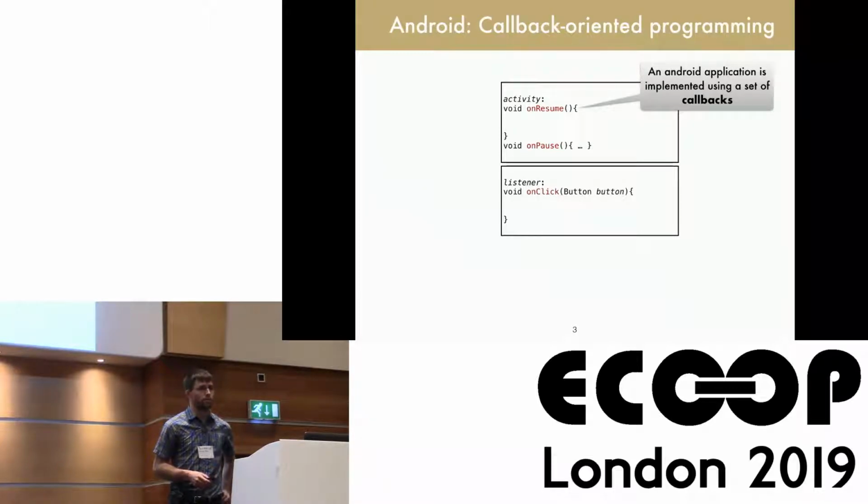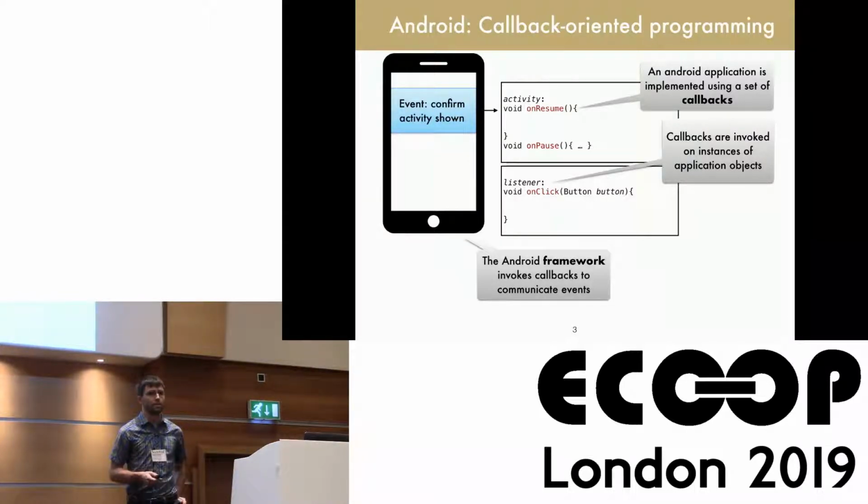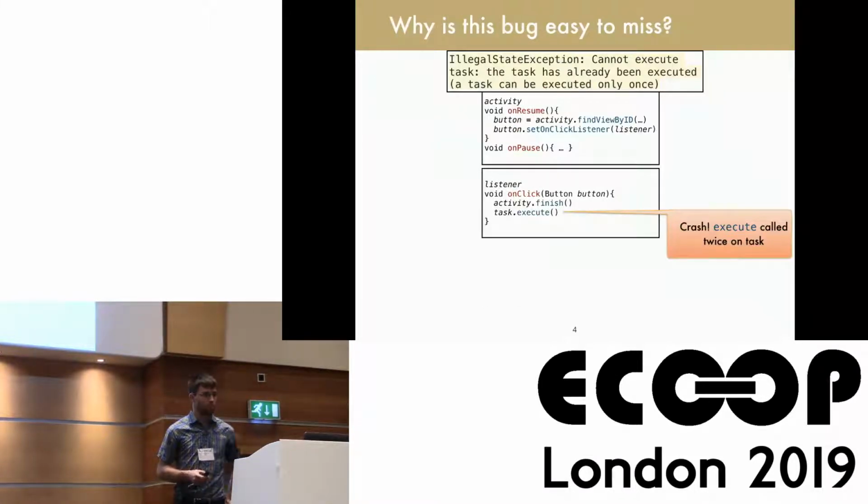If you look at the code of an Android application, it's implemented with a set of callbacks. This set of callbacks is invoked by the Android framework in response to events such as showing a confirmation dialog. And so these callbacks are invoked on specific instances of application objects that are there to respond to these events. So why is this bug easy to miss?